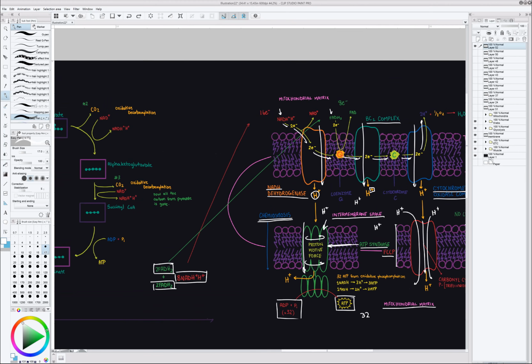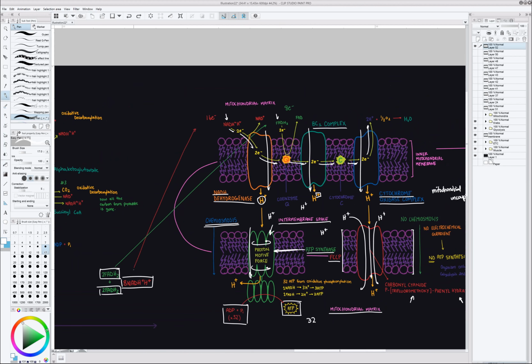So what happens here is these are going to continue to move into the electron transport chain as per normal, 16 electrons from NADH, 8 from FADH2, and this is all going to happen as normal. The only issue is the fact that the efforts are ultimately futile, as the electrochemical gradient is essentially going to just be dissipated due to the presence of FCCP.